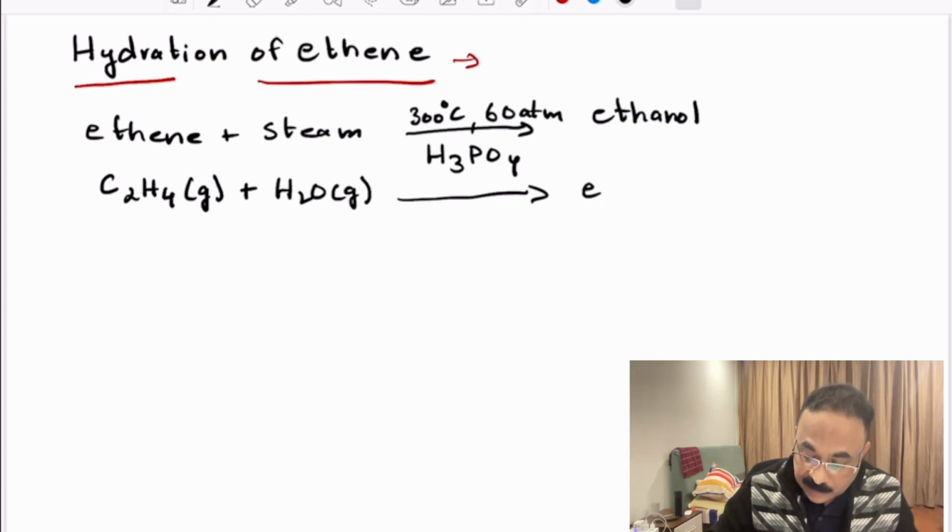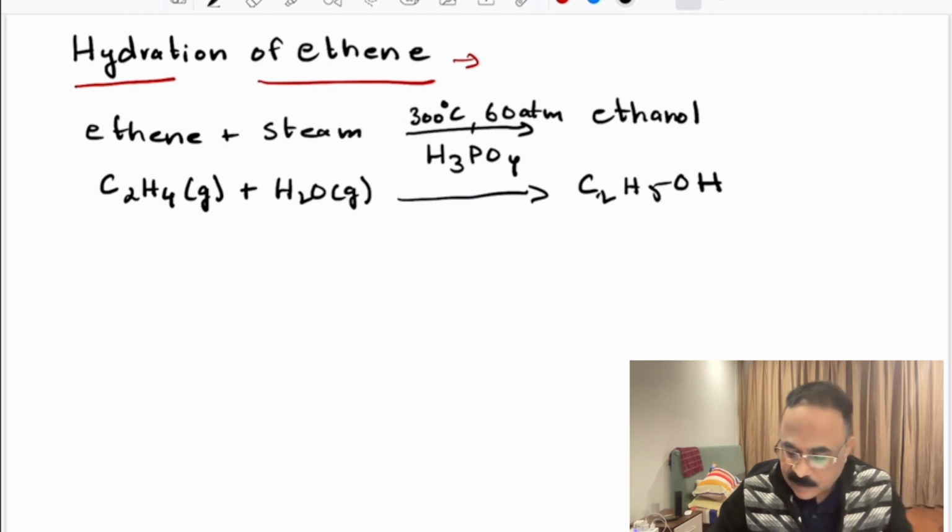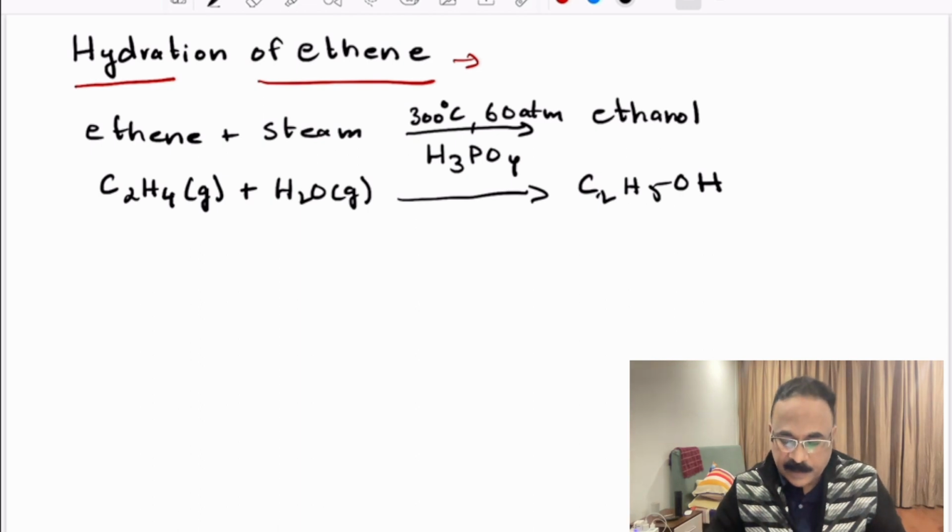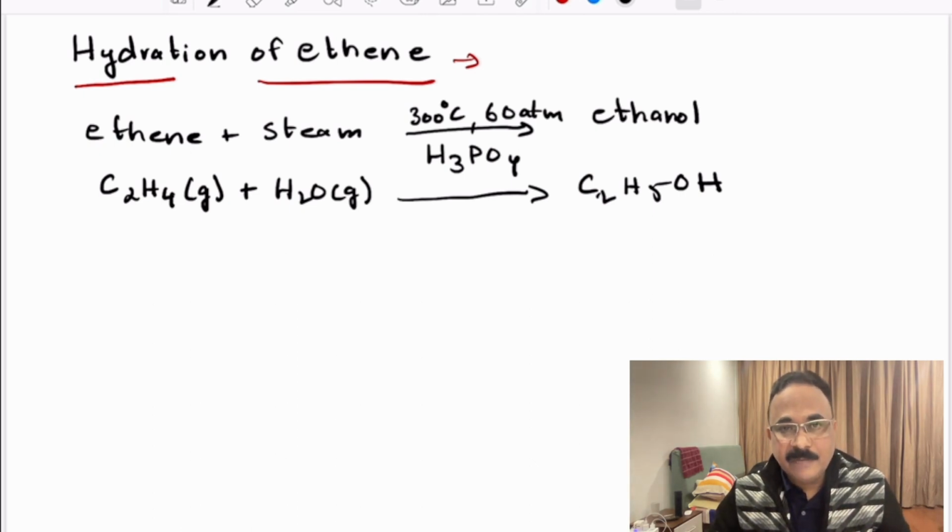How do we write down ethanol? Let's write it down: C2H5OH. So this is ethanol. So this is how we prepare ethanol by the industrial method, and it involves the addition reaction. In this, steam and ethene are passed over the catalyst phosphoric acid at a temperature of 300 degrees Celsius and a pressure of 60 atm, and we get ethanol. So this is the first method of preparation of ethanol.